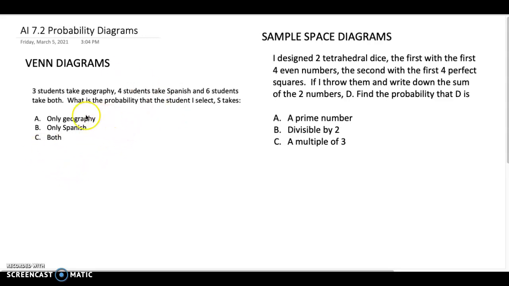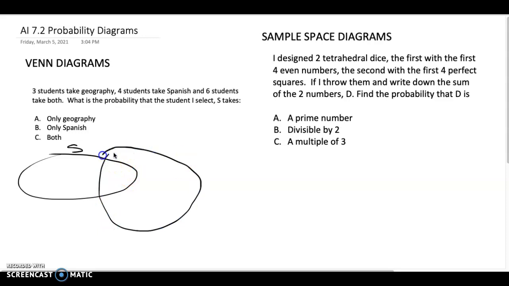And so this is just a super basic one. It says three students take geography, four students take Spanish, and six students take both. What is the probability that the student I select takes A, only geography, B, only Spanish, C, both? So we can use these letters. And so we think about it. If we make a diagram right here, this could be S for Spanish. And then we're going to have another circle that's going to overlap over here that is just geography. And then this little spot in here, we're just going to put a B on there because that's both. And so sometimes they'll give you this with names of people, like, so and so, and this guy and this girl, they take these classes.